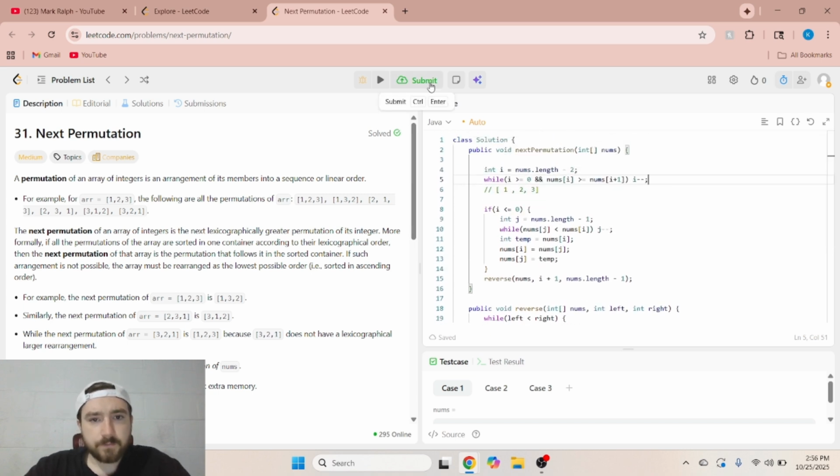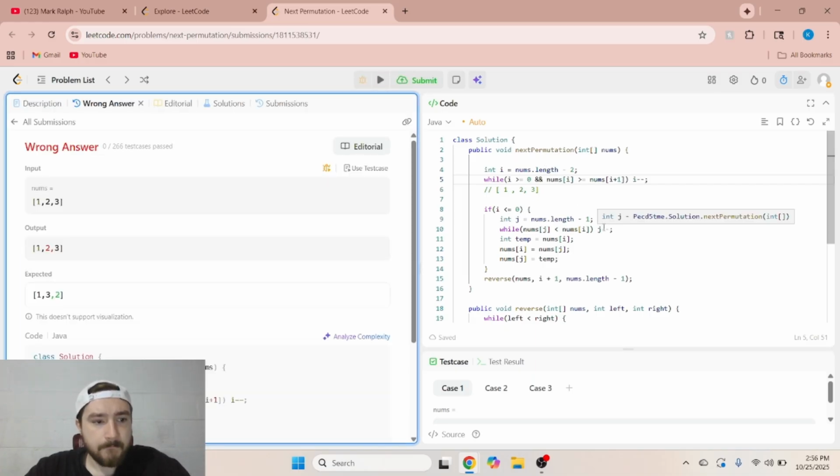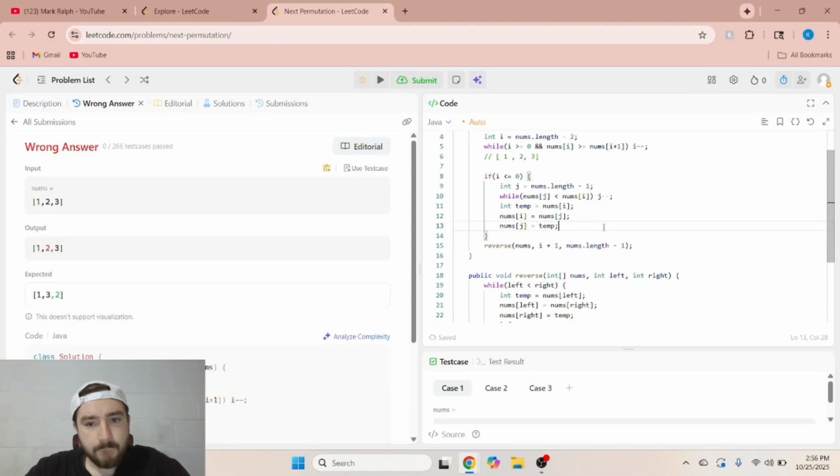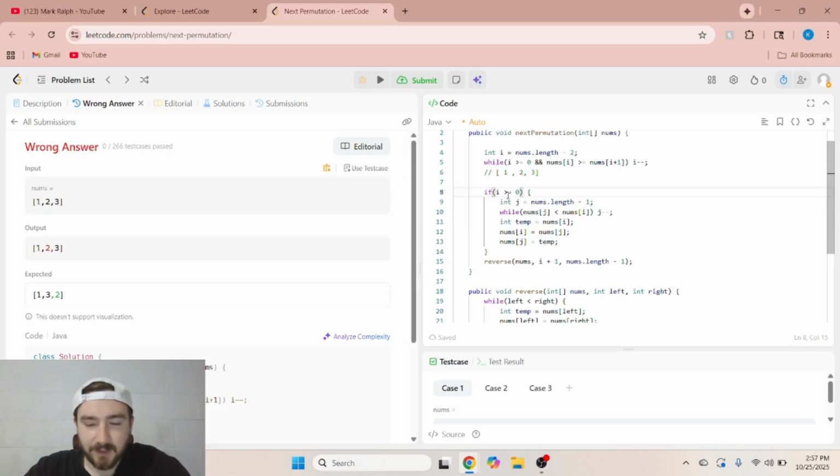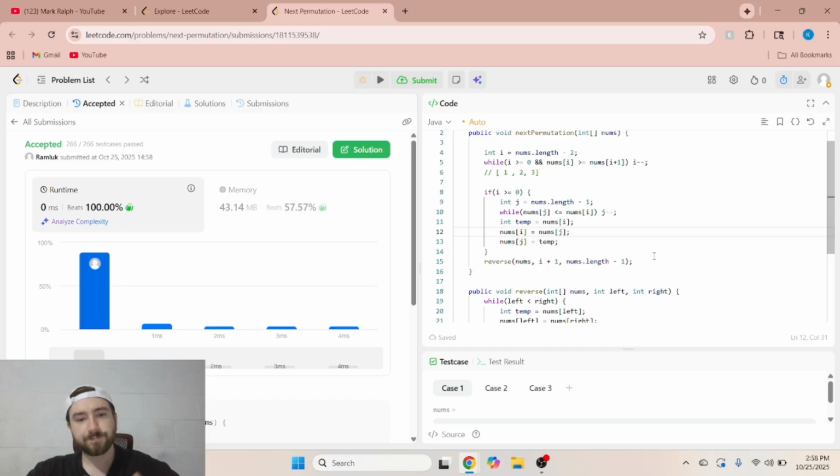So let's see if this works. Oh, we need to do, yeah, actually right here, we need to do an if i is greater than or equal to 0, not less than or equal to 0. And likewise, we also need to do equal to, because if these are equal, then we'll have this issue. Okay, so let's try now. Okay, accepted. Yeah, so that is next permutation.